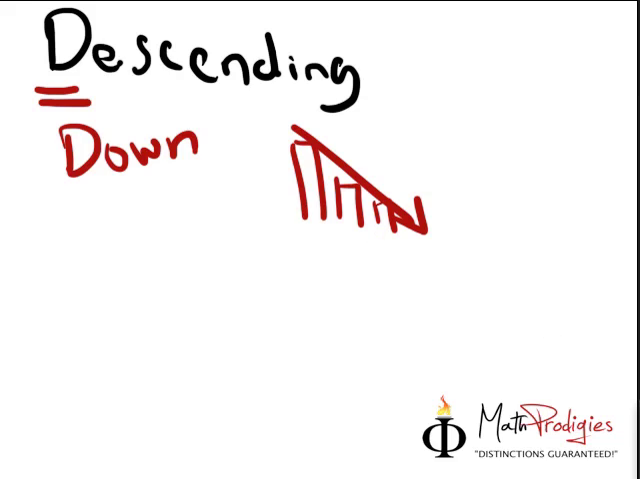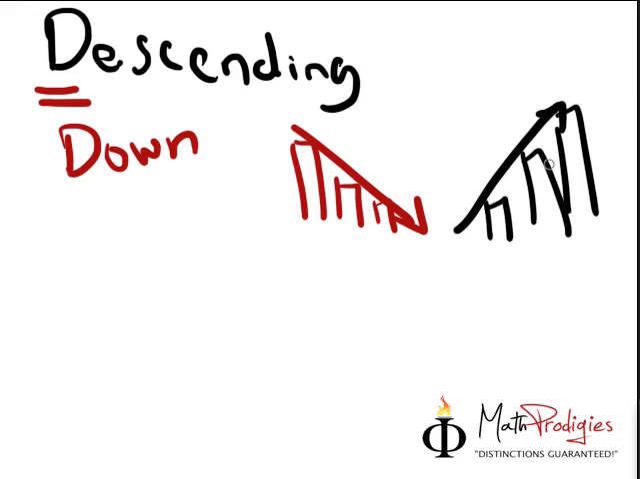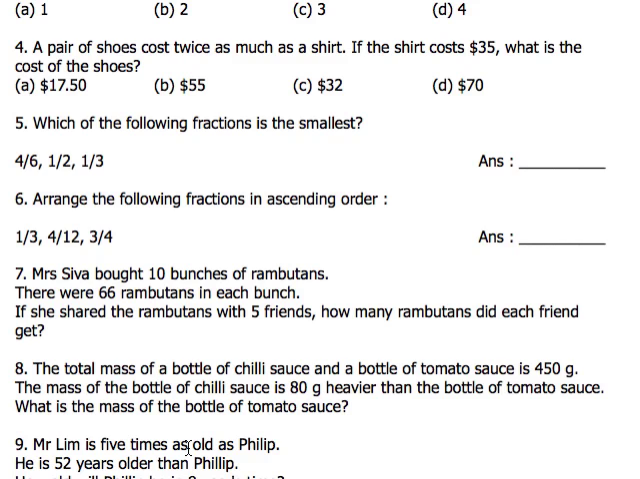On the other hand, ascending means the opposite. It basically means going up. So it starts from the smallest all the way to the biggest. So now, ascending means we need to start from the smallest to the biggest. So let's take a look at the question. It says, arrange the following in ascending order: 1/3, 4 over 12, and 3/4.